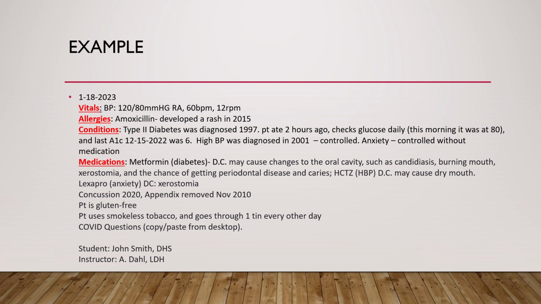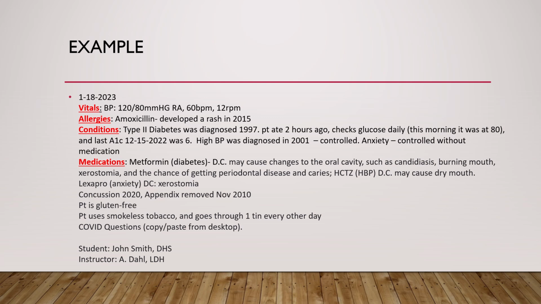This is an example of what we are looking for to be placed in that comment box. We want the full date, so here we have January 18th, 2023. We have the vitals, which is 120 over 80. The RA means right arm. We got 60 beats per minute, which is the pulse, and then we have a respiration rate of 12.